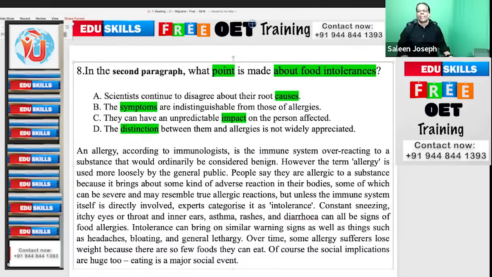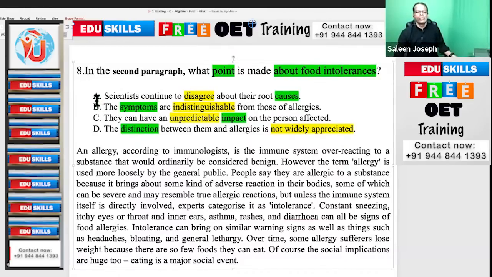Okay, thank you. Now, if you want the differentiating adjective words, they are: disagree, indistinguishable, unpredictable, not widely appreciated. So these are the distinguishing keywords, whereas the other one, causes, symptoms, impact, distinction, are concept-based hedging keywords. Did you find anything about causes?